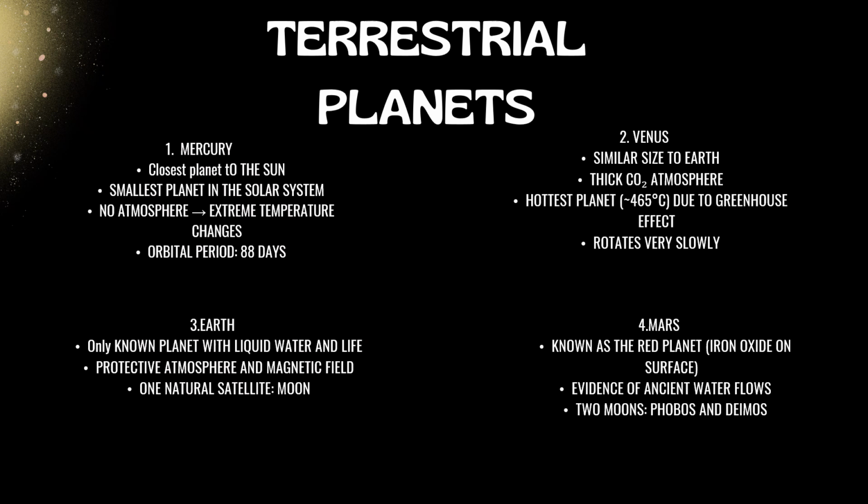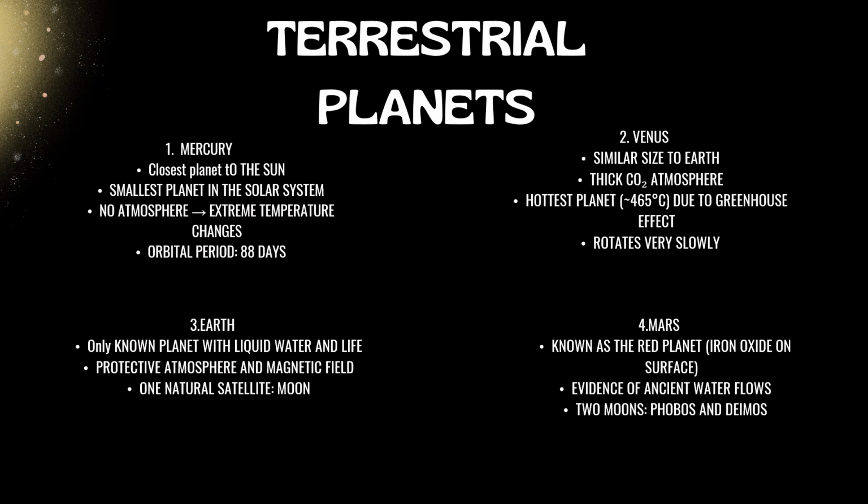Next comes Venus. It is similar in size to Earth. It has an atmosphere which is composed mainly of carbon dioxide. It is the hottest planet due to the greenhouse effect, and it rotates very slowly. Next comes Earth. Earth is the only known planet with life because it has liquid water, and it has a protective atmosphere and magnetic field. And as we all know, Earth has its own natural satellite, and that is the Moon.